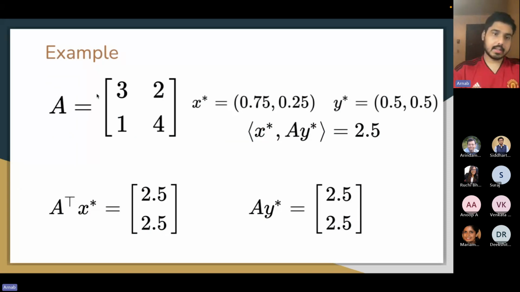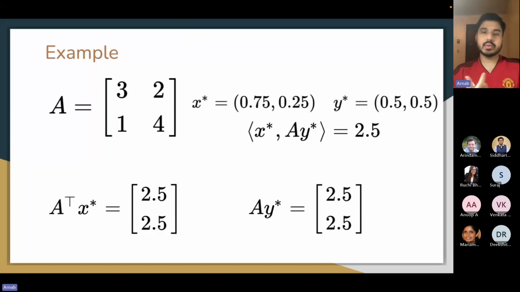So when we say the row player chooses a strategy X star, it means that it assigns a probability of choosing the row indices. Similarly, for the column player, when it chooses a strategy Y star, it means that it chooses a probability of choosing these column indices. One can do some calculations and show that this pair X star, Y star is going to be the Nash equilibrium of this game on A.